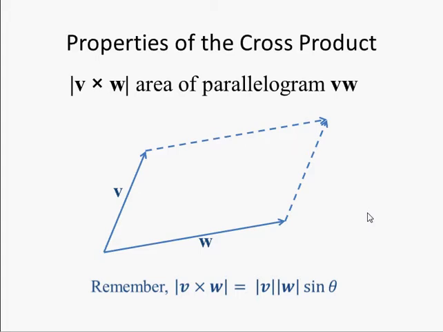And the other important property to remember, which I've already told you about, is that the magnitude of the cross product gives you the area of the parallelogram formed by those two vectors. Just remember, magnitude of cross product is magnitude of V times magnitude of W times sine theta. You'll remember this anyway, because area of a parallelogram is base times perpendicular height. If W is the base, the perpendicular height would be V sine theta.